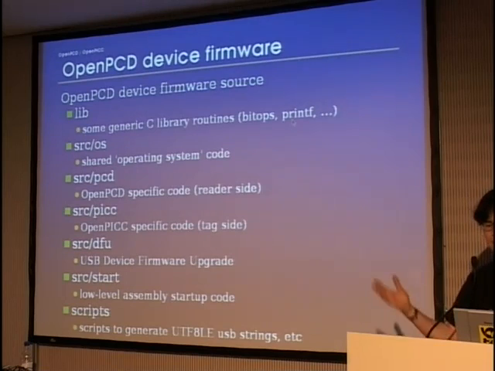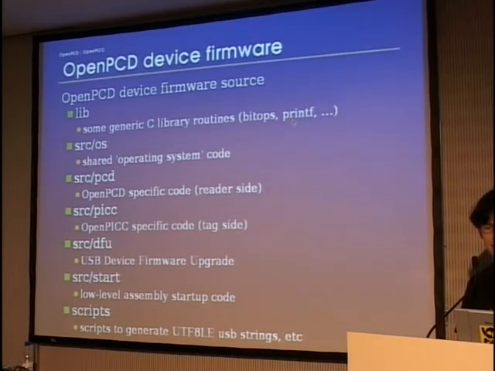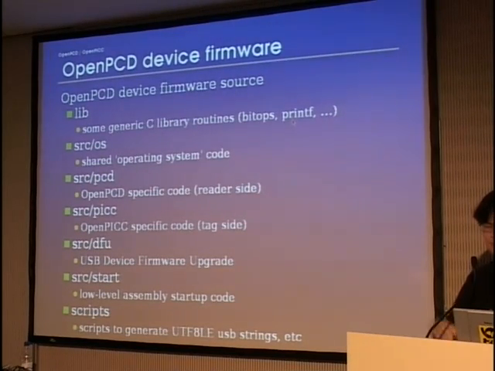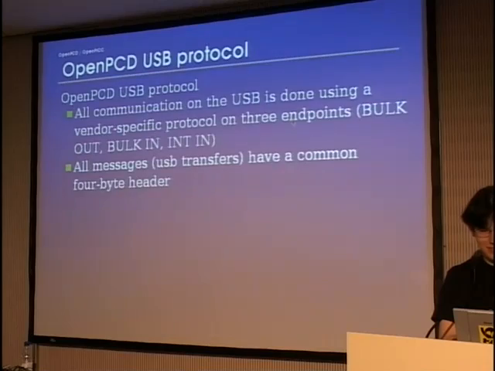Then there is the source PCD directory where all the OpenPCD, the reader-specific code resides. There's the source PICC directory for the OpenPICC or OpenPICC tag side. There's source DFU, which contains the device firmware upgrade implementation, and some low-level assembly startup code in source start, and finally some scripts. I don't know why the USB forum chose to have UTF-16 little endian encoded strings. Actually, this is wrong. So there's some scripts to convert strings into that encoding.